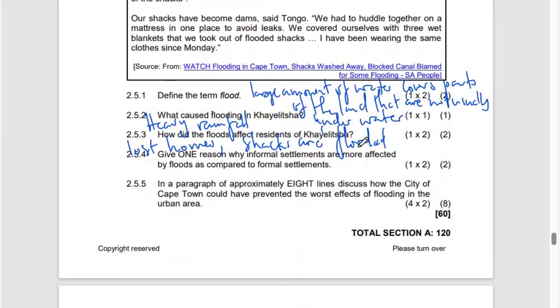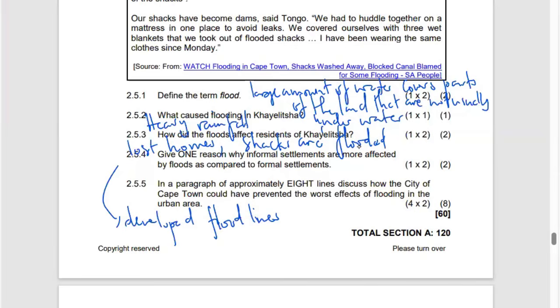Give one reason why informal settlements are more affected by floods. Why is it that floods are more prominent in informal settlements? One of the reasons is they are developed in low-lying areas, in flood-prone areas. Because there's no proper planning, the people just settle themselves anyhow, and mainly they settle in those risky areas which are on the flood line. And as a result, flooding will persist and will be a typical problem for them.